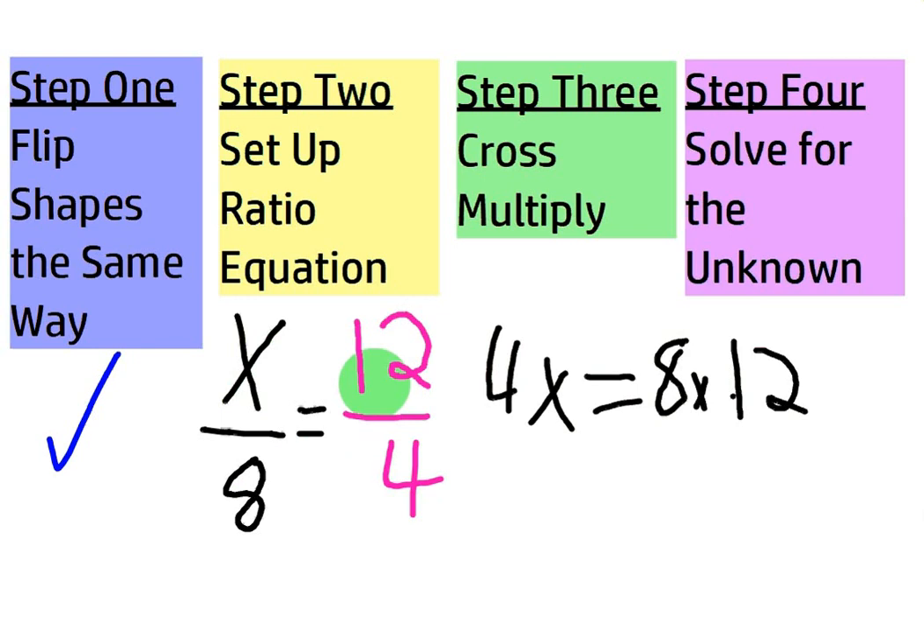Yeah, I'm having issues right now with my screen. So I just wanted to make sure you could see that was multiply. Yeah, I know. It's 8 times 12. Let's go on to example 2.